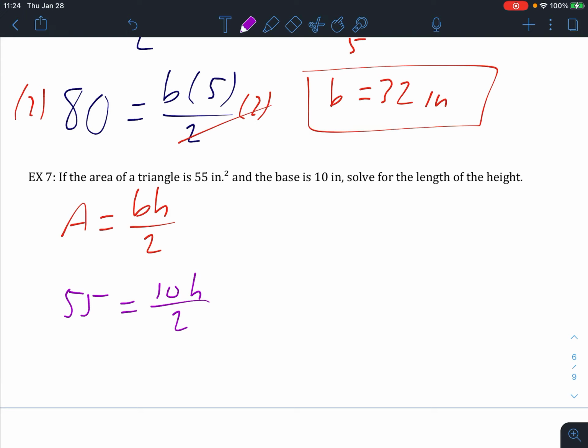So you could do the same we did last time, multiply by 2 and then divide by 10. Or, since we recognize 10 over 2 here is a nice whole number, we could just simplify first. And that would give us 55 equals 5h. And dividing both sides by 5, we get h is 11. And again, our units here are inches. So 11 inches.